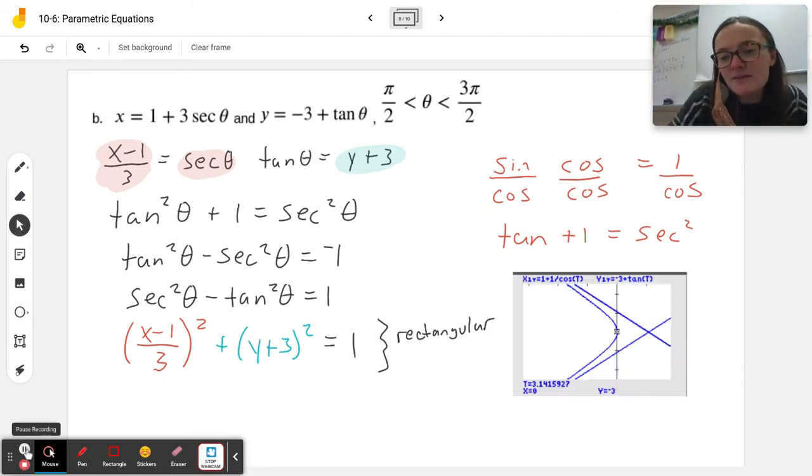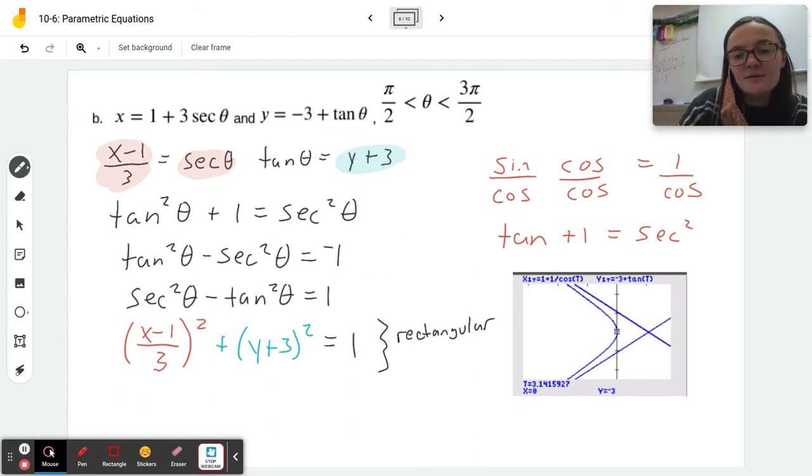Okay, taking a look at the graph here, you should have gotten something similar. Notice here that our restriction is that we start at pi over 2 and end at 3 pi over 2. If you scroll on your calculator, I know your calculator is not in pi notation, but notice how I scrolled right here, and we would say right here that theta is equal to pi.